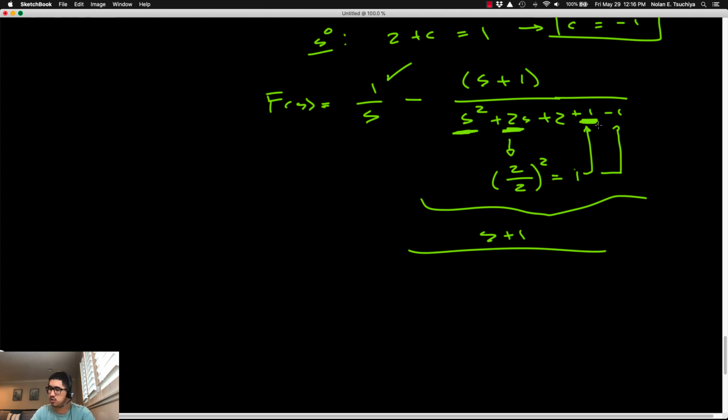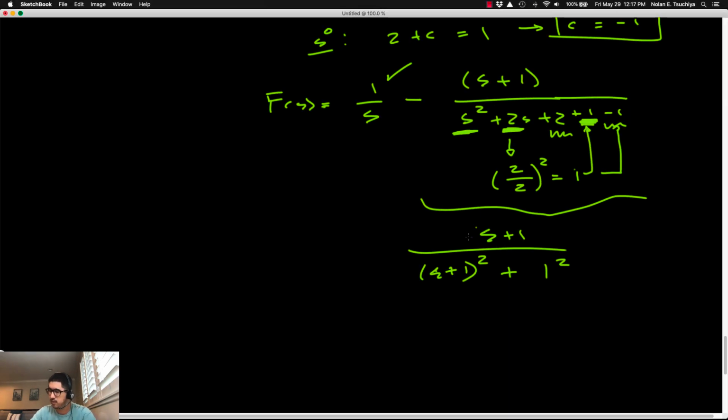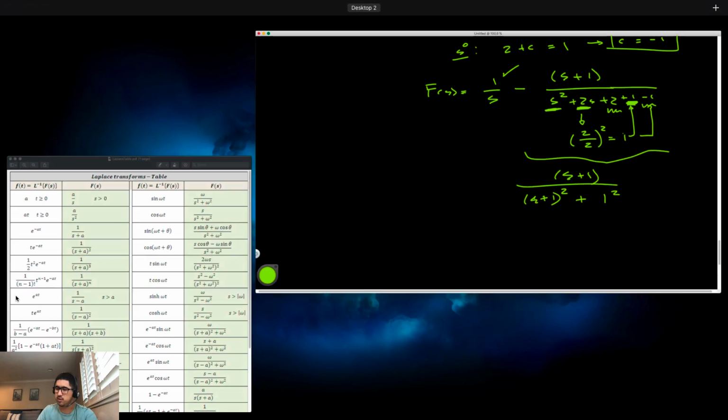So s squared plus 2s plus 1, that equals a perfect square. So s plus 1 squared. S plus 1 squared is s squared plus 2s plus 1. And then you still have this leftover stuff, so 2 minus 1, which is 1. You can't ignore that, but now this is looking a little bit more promising. And I'm actually going to write this 1 as 1 squared. And the reason I'm going to do that is when we look at the Laplace table. So notice that I've got s plus 1 over s plus 1 squared plus 1 squared.